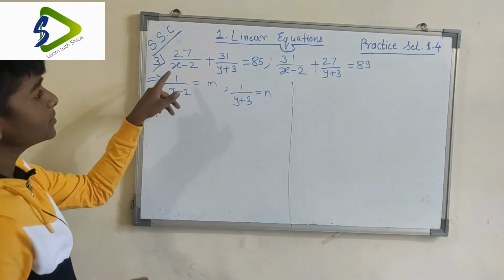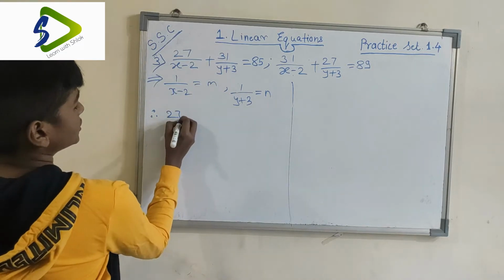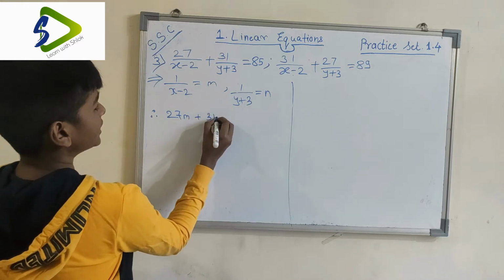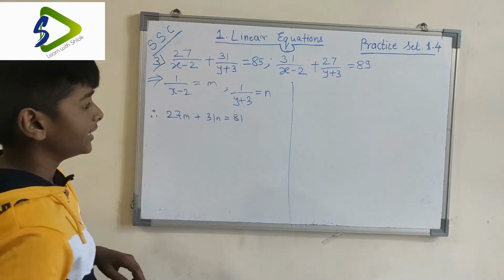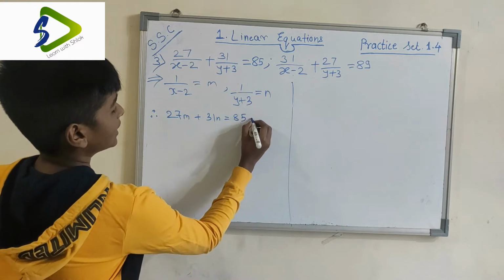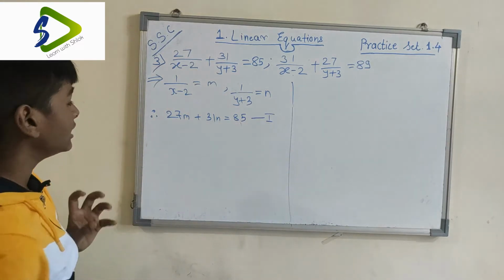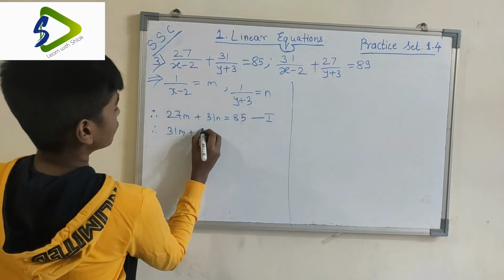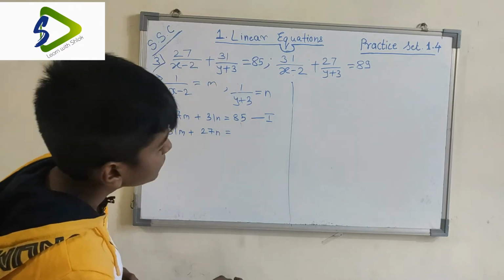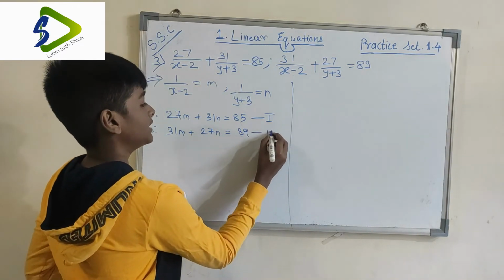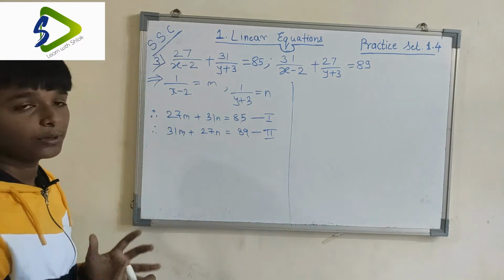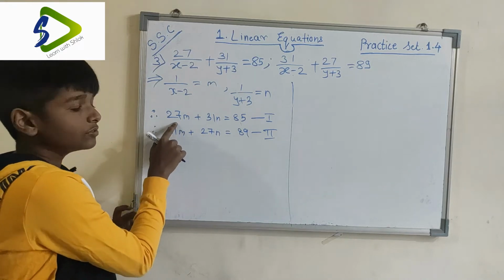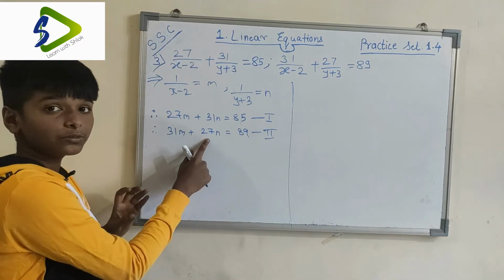So therefore our equation becomes 27m plus 31n is equal to 85, okay. And let's consider this as the first equation, and the second equation tells us that 31m plus 27n is equal to 89, and that is the second equation. So in practice 1.1 we did a somewhat similar sum to this. Those values are interchanging. You see 27 was for m this time, and last time it was for n.